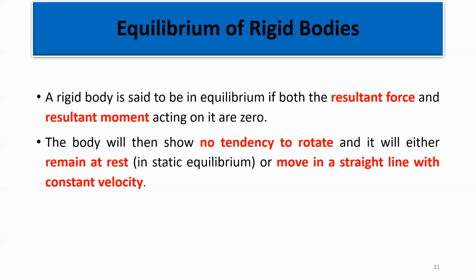Now, when it comes to the forces, we say that if it is in equilibrium, then the body will remain at rest, that is, static equilibrium. And if it is moving in a straight line, then it should also have what? Constant velocity. So when we talk about bodies in equilibrium, we want three conditions to be satisfied. The body should not rotate. The body should remain at rest if it is at rest. And if it is moving, it should continue to move in a straight line with constant velocity.